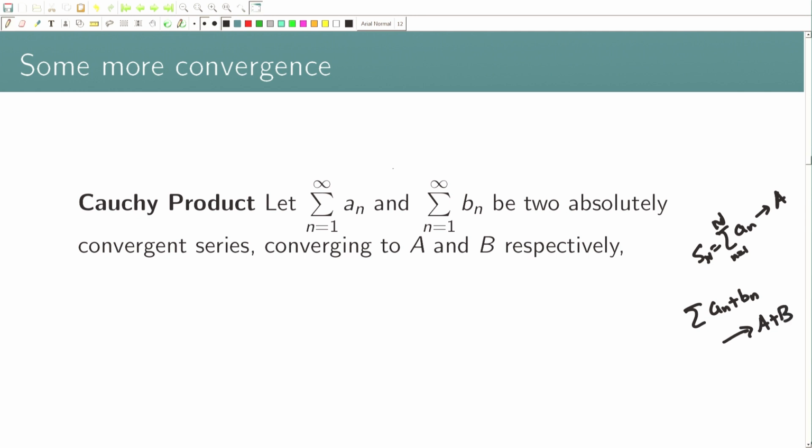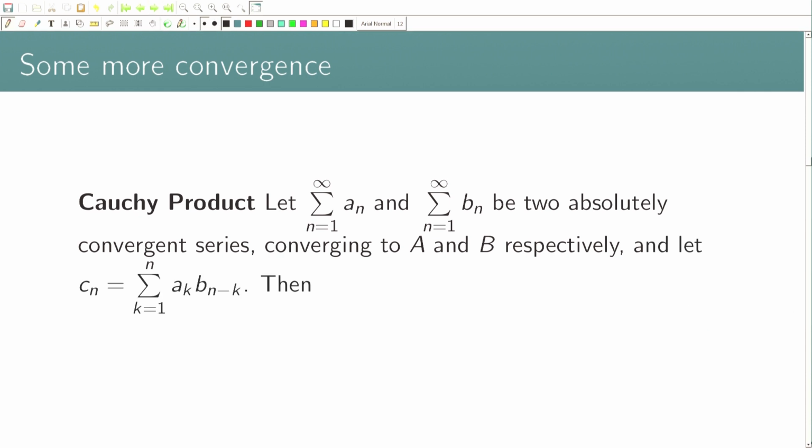And now, what about the product? So, now to discuss that, let us define C n to be the summation of k from 1 to n of A k b of n minus k. Then in that case, this is the Cauchy product, and this series C n converges to A b.